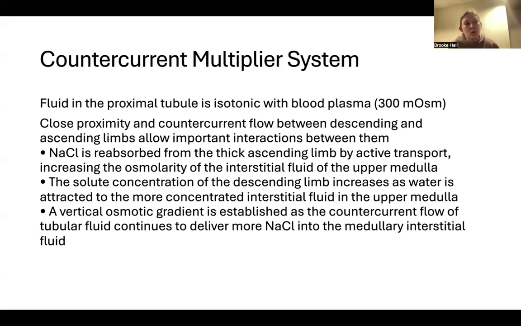So sodium chloride is reabsorbed from the thick ascending limb by active transport, increasing the osmolarity of the interstitial fluid of the upper medulla. The solute concentration of the descending limb increases as water is attracted to the more concentrated interstitial fluid in the upper medulla. And a vertical osmotic gradient is established as the countercurrent flow of tubular fluid continues to deliver more sodium chloride into the medullary interstitial fluid.